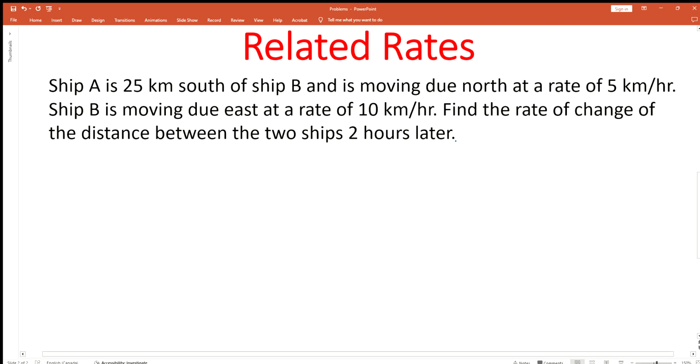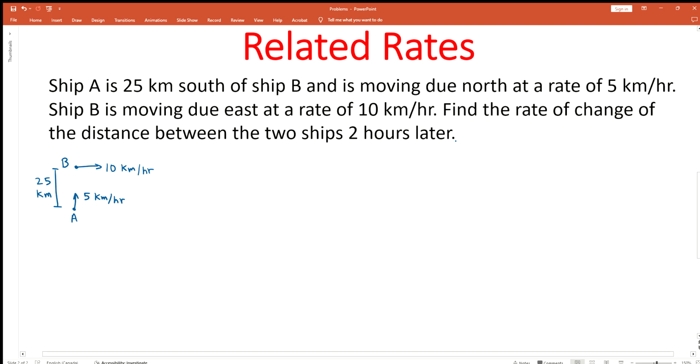The first step is to draw a diagram for this problem. As per the problem, ship A is 25 kilometers south of ship B. Ship A is moving due north at a rate of 5 kilometers per hour. Ship B is moving due east at a rate of 10 kilometers per hour. We have to find the rate of change of the distance between the two ships 2 hours later. Next, we should draw another diagram for these two ships that shows their position after T hours.